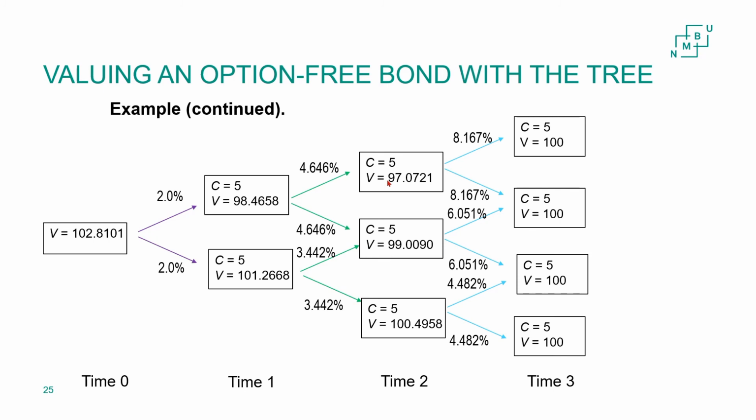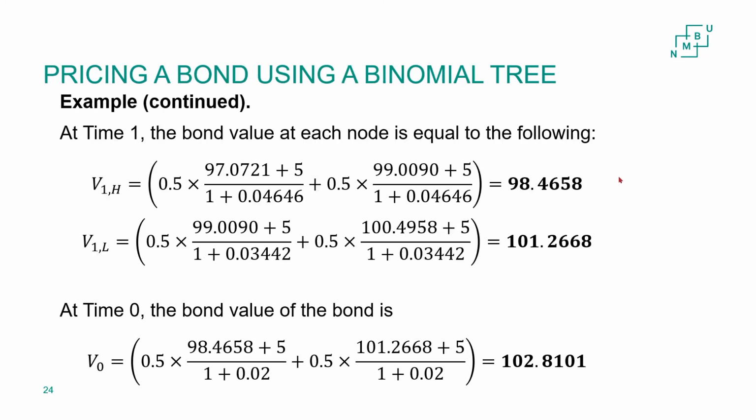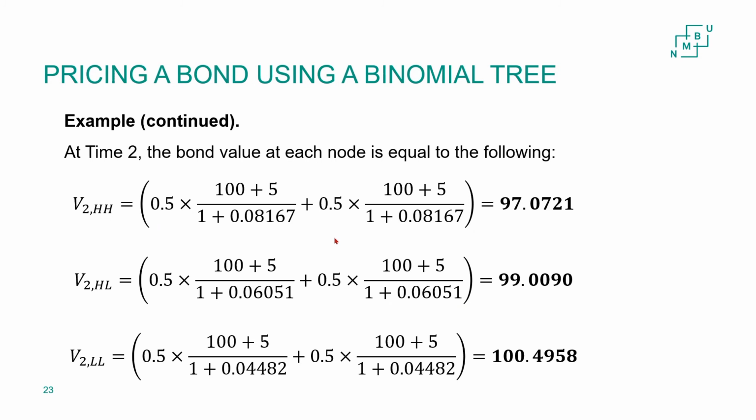Okay? So if we go back, we can see that you do exactly the same for an up move and a down move, or a down move and an up move. You take the time 3 cash flow and you take the time 2 interest rate from a down move and an up move, and you take the probability weighted value of this, and we get to a value of 99.